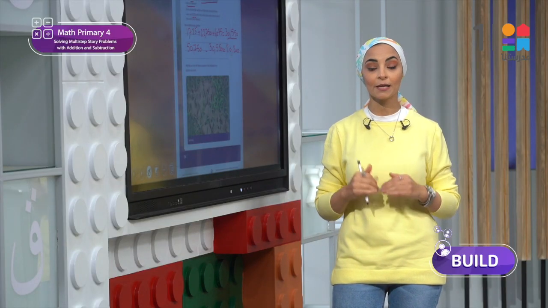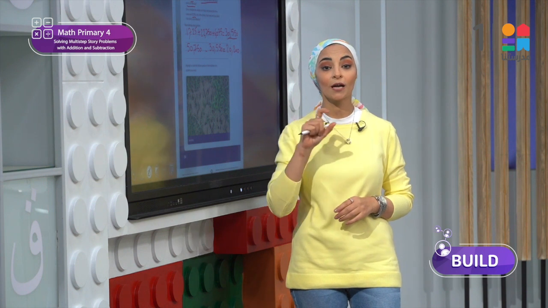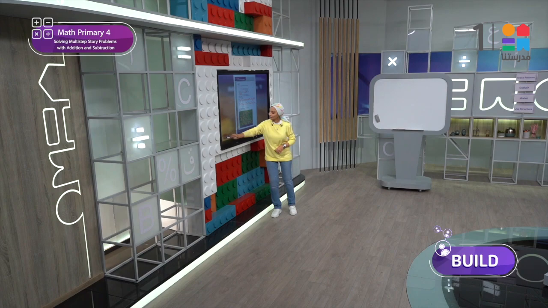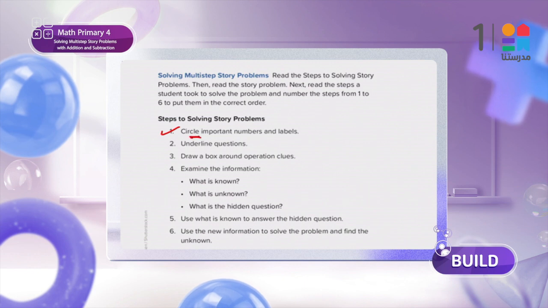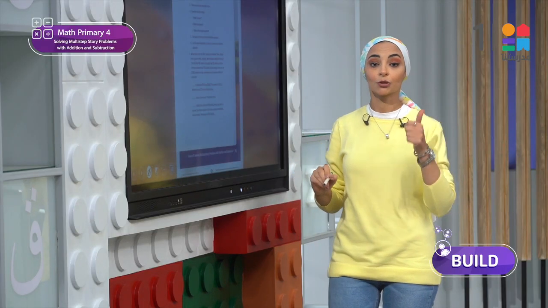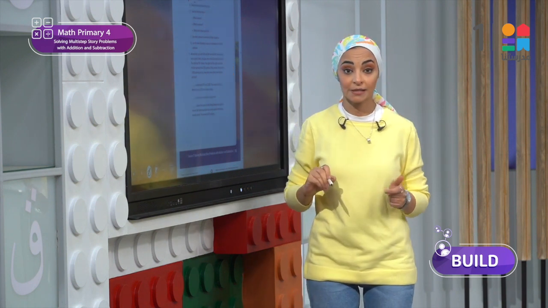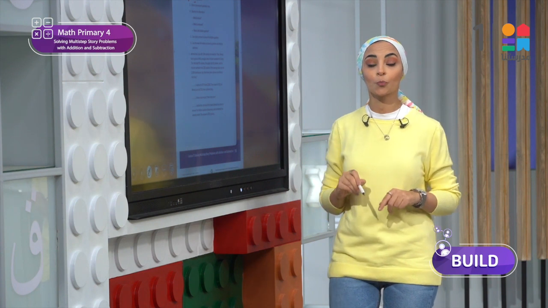There are certain steps we follow. As we need a story problem, we need to highlight the important parts. To do this, you should circle important numbers and labels. I have to circle the numbers I have. Then, underline questions. I will underline my questions. Draw a box.